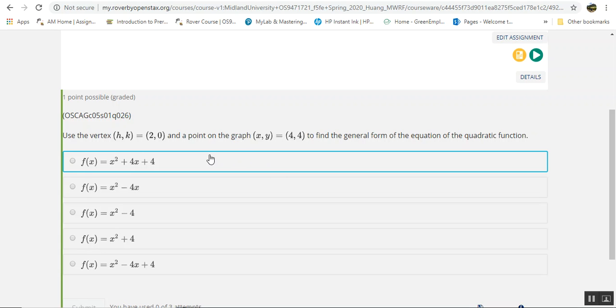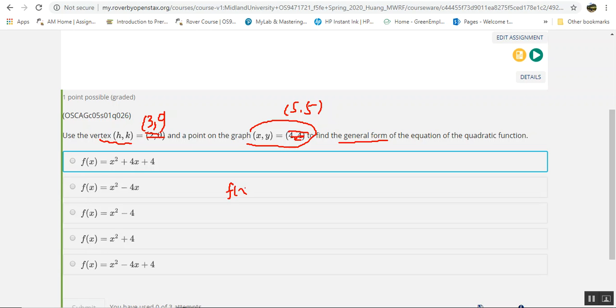Okay, in this problem we are given the vertex and a point on the graph, and then we need to find the general form. Now, this is the problem I'm going to try. I would like to change this from 2, 0, maybe the problem I'll use is 3, 0, and instead of 4 and 4, maybe I'll try 5 and 5.